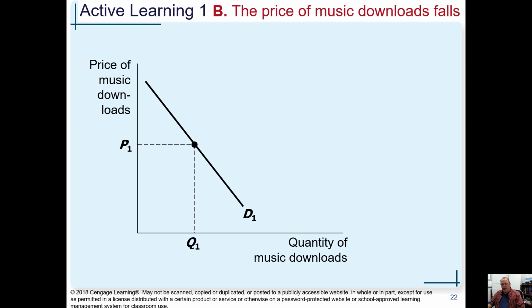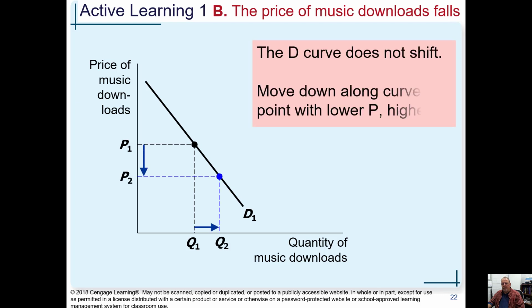Here's the price of music downloads and the quantity of music downloads. All we're going to see here, there's no movement of the demand curve. All you'll see is a shift along the demand curve from this point to this point, signifying the reduction in price. The quantity will go up and the price will go down. It has nothing to do with movement up, it's movement along.